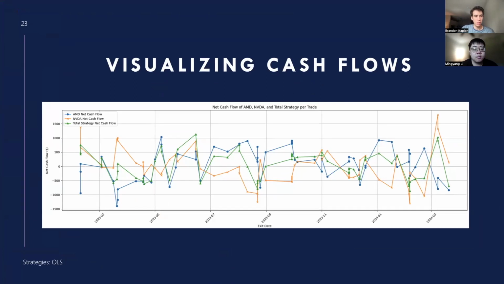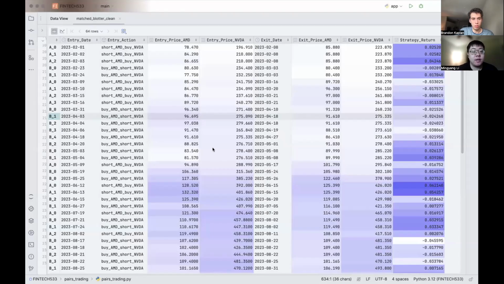So here you can see the matplotlib table for the OLS strategy. Similarly, we have the index. Hey, Brendan, I don't think we can see the table on the screen for now. Okay. Yeah. Oh, my bad. Thank you. Yeah, here you go.